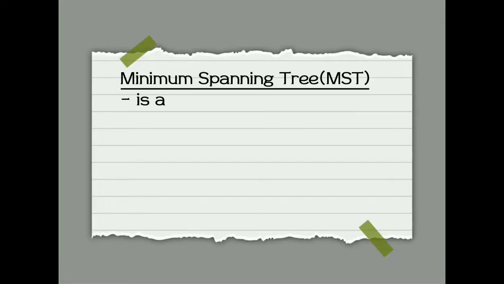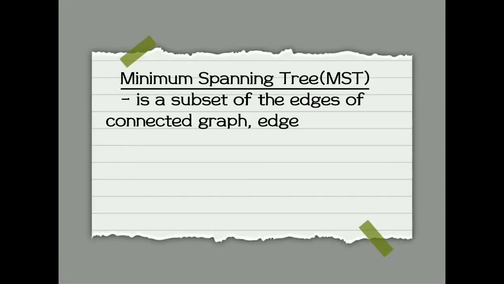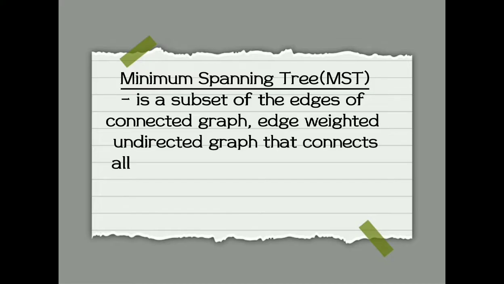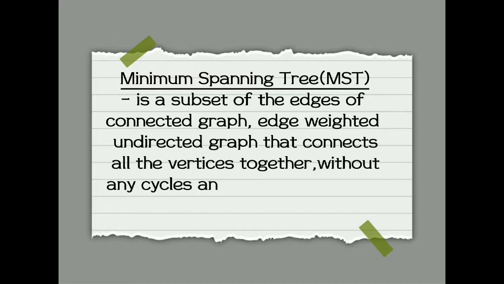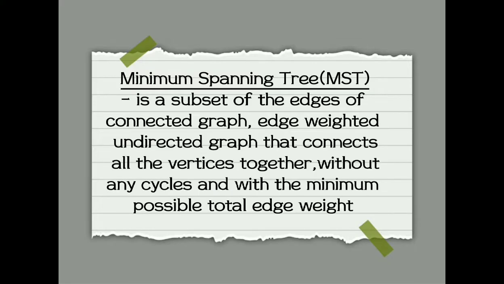A minimum spanning tree is a subset of the edges of a connected, edge-weighted undirected graph that connects all the vertices together without any cycles and with the minimum possible total edge weight.